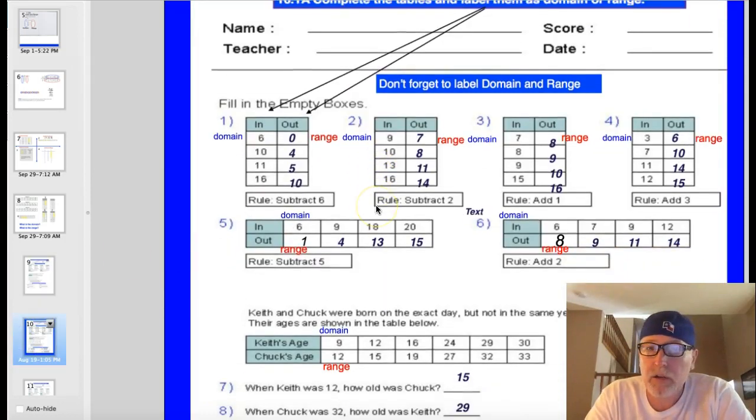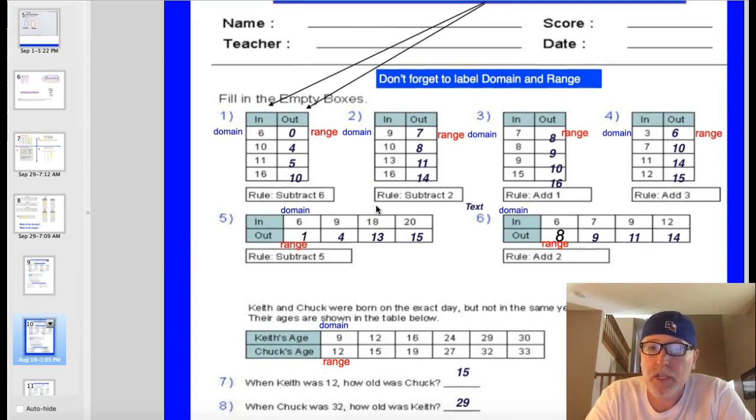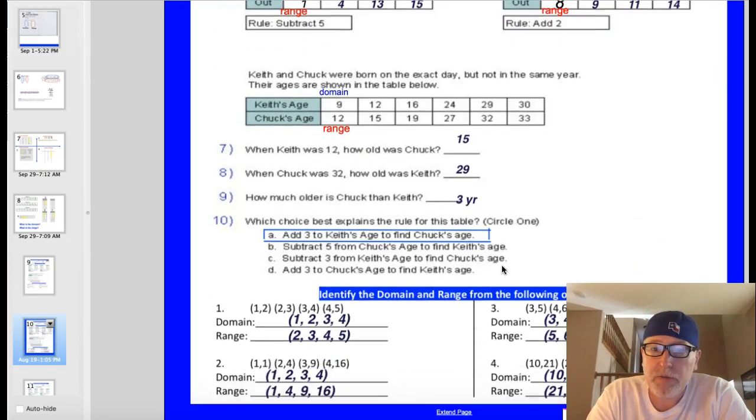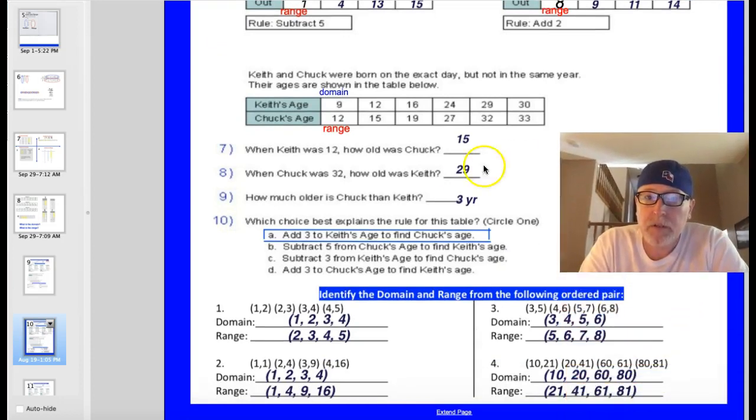All right, here they all are. Just to let you take a look at the first ones. Just notice how I label domain range on all of them. That's the thing kids usually forget to do. And then these bottom ones were a little tricky. 15, 29, and 3. And A is the correct answer, and then these ones here.